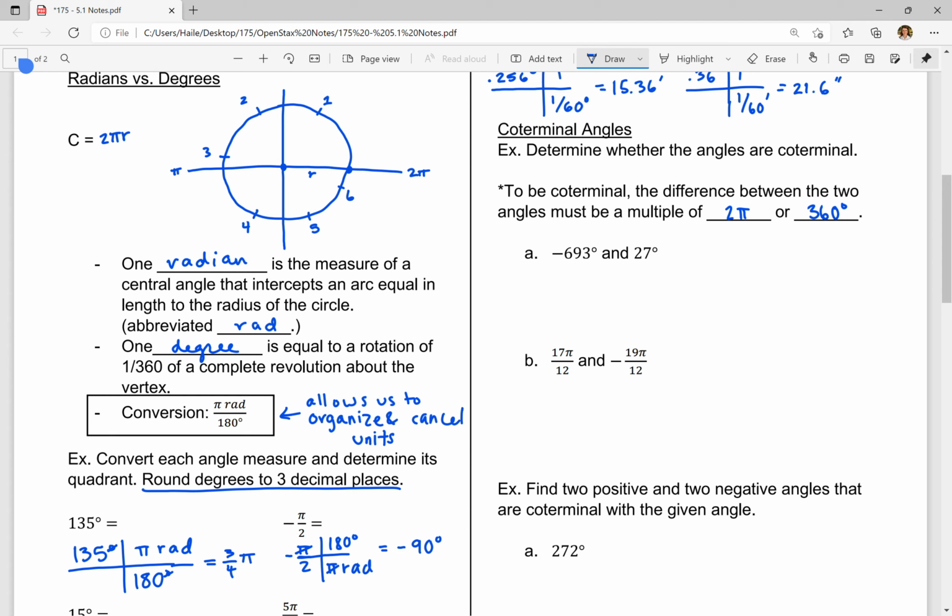We have negative 693 degrees and 27 degrees. All we're going to do is subtract our two angles. So we have negative 693 degrees minus 27 degrees, and this gives me negative 720. Now negative 720 is just negative 2 times 360. You can imagine starting at negative 693, going twice around the circle, and then you end up at the other angle. Because we got a multiple of 360, these two angles are coterminal.